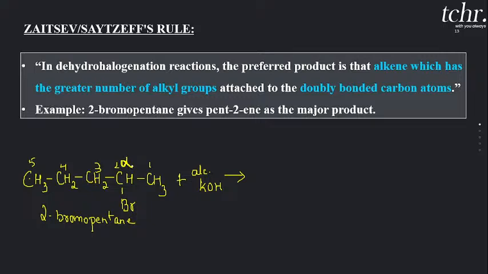So which is the beta carbon? Immediate next to the alpha carbon. Now this methyl group CH3 is next to the alpha carbon. This is a beta carbon.